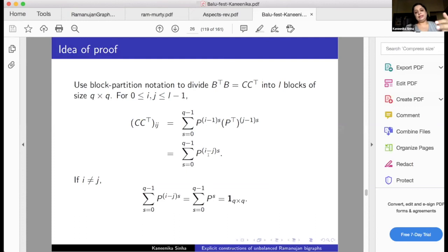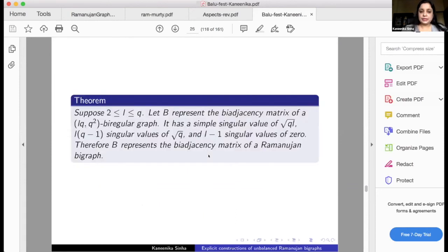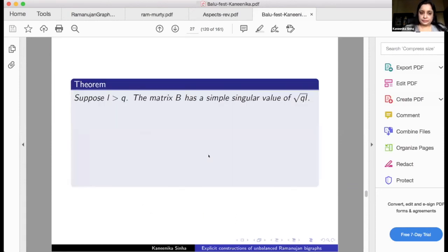So then, with some more work, and this is the crucial place where we use the fact that Q is prime, and with some more analysis, we are able to derive all the singular values that I mentioned in the theorem. The other theorem relates to when L is greater than Q.